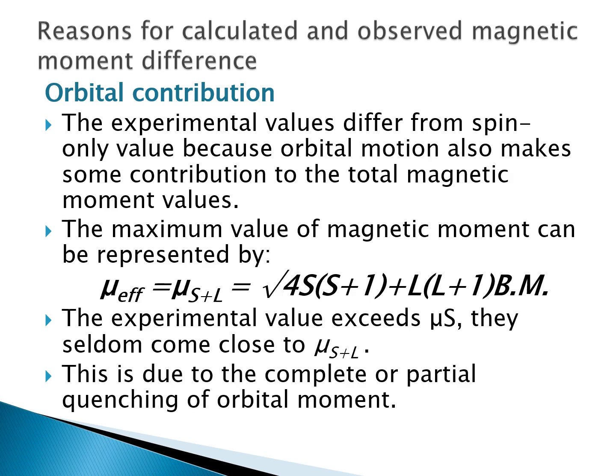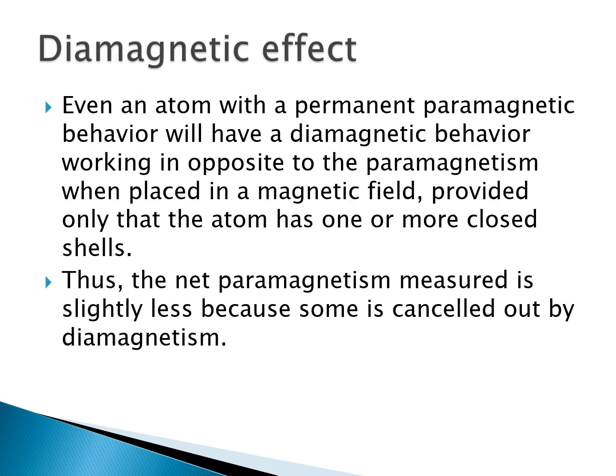The experimental value exceeds the spin magnetic moment. They seldom come close to the sum of spin and orbital magnetic moment. This is due to the complete or partial quenching of orbital moment.